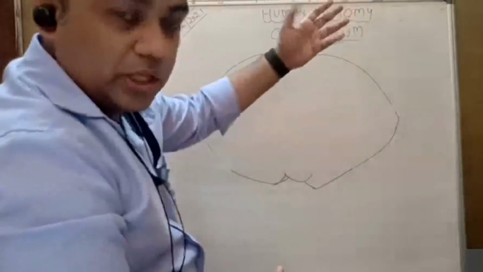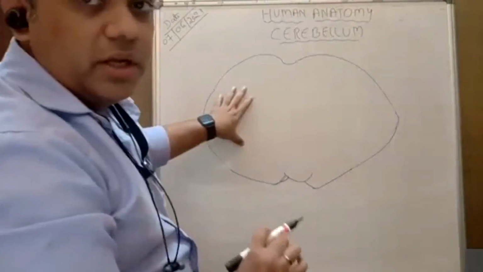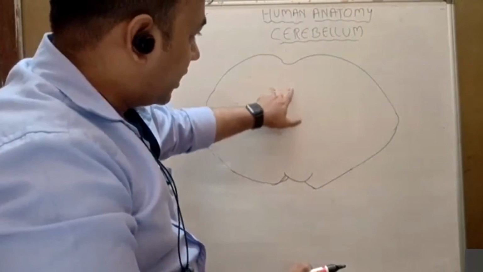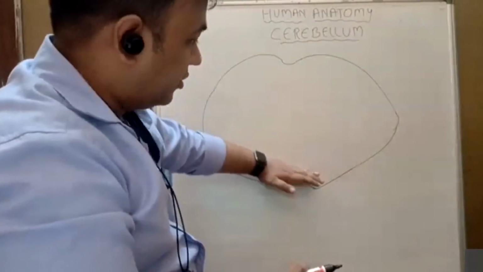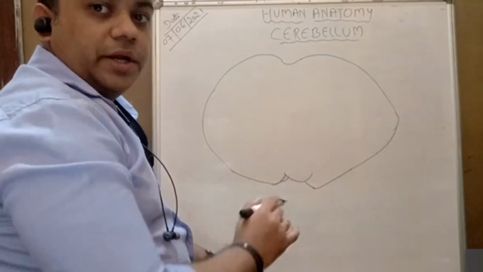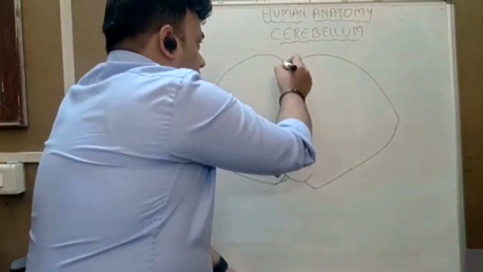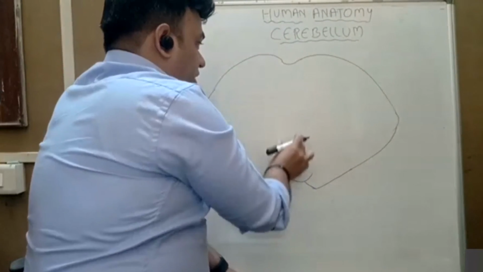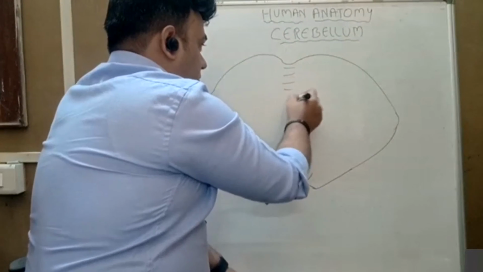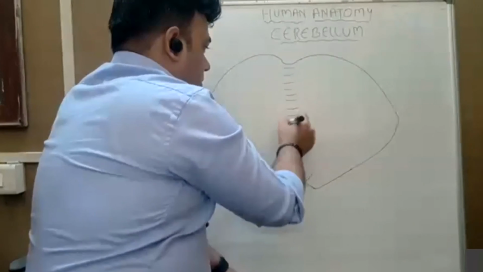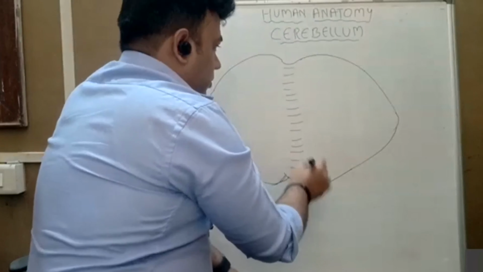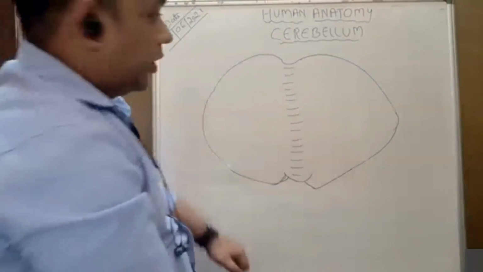Like in the cerebrum, the right and the left hemispheres are known as the cerebellar hemispheres, and they are connected on the superior aspect and the inferior aspect. On the superior aspect, both cerebellar hemispheres are connected to each other with this median elevation known as the vermis. I will just draw it like this. So this median portion is known as the vermis.